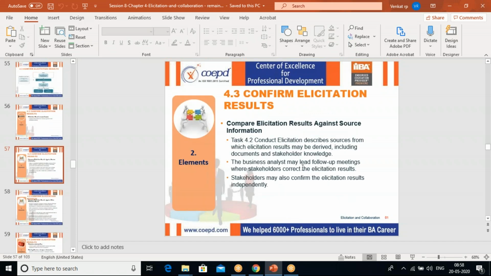Now there are two elements for confirming elicitation results. The first one is confirm elicitation results against source information. Source information means, let me say you asked me a question and I acted like an account manager and gave you an answer, and my answers are a little different from what the case study says.